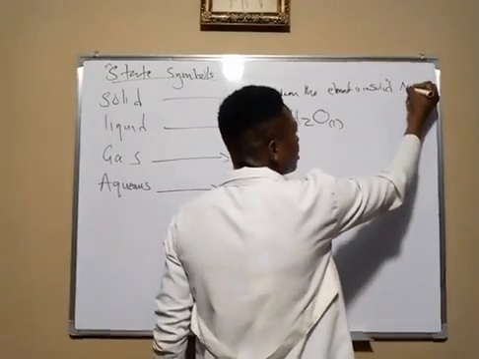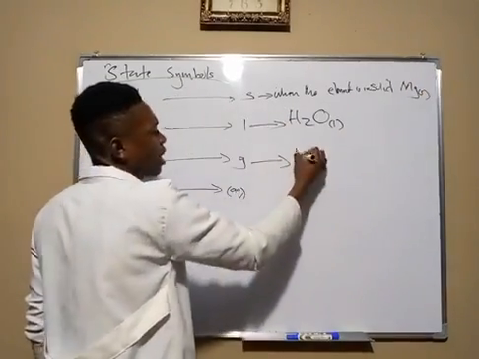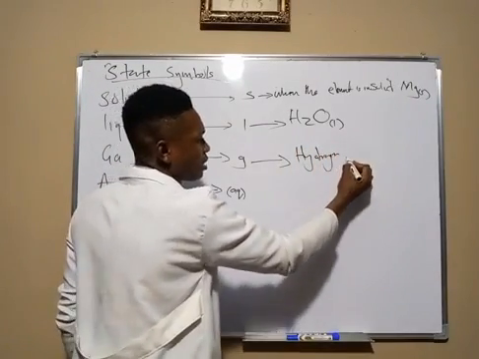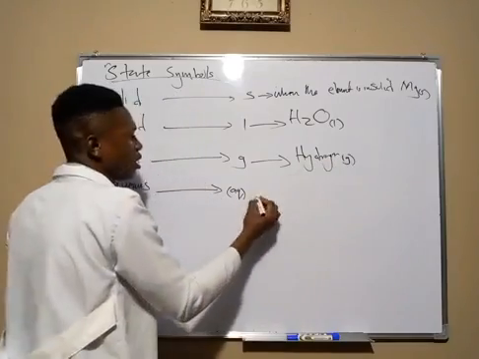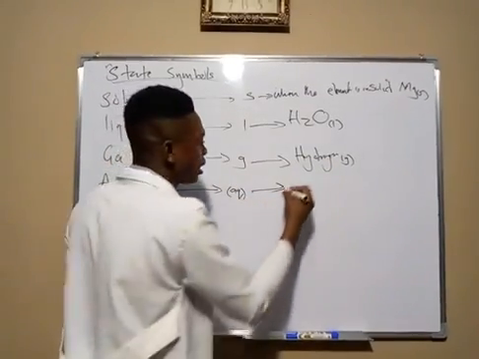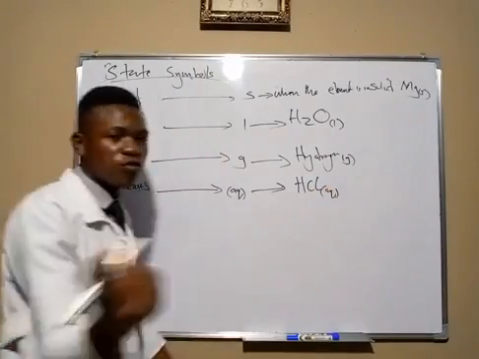Metals, I can say magnesium, it has a state symbol of solid. A gas, let me say hydrogen. Hydrogen is a gas, so the state symbol is G. Aqueous, an acid is aqueous. Any acid is aqueous. So hydrochloric acid is an acid, so it is in aqueous form.